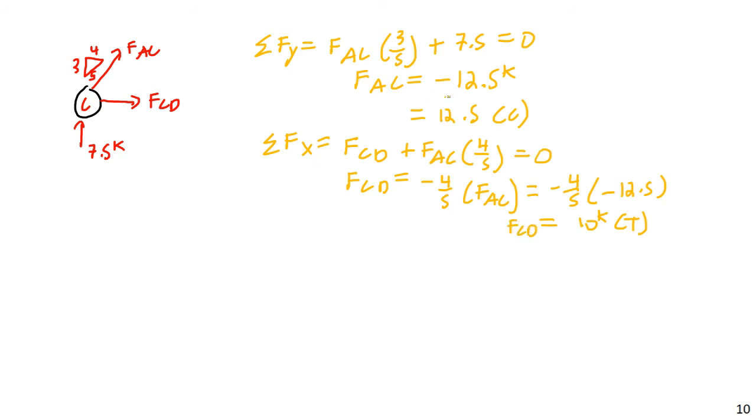And already we can see what we discussed previously, where the top chord will tend to be in compression and the bottom chord will tend to be in tension for positive bending. Now there may be some exceptions to this if you really load a truss up weirdly, but generally this will be your typical behavior. So FAC here at 12.5 kips in compression, and FCD with 10 kips in tension.